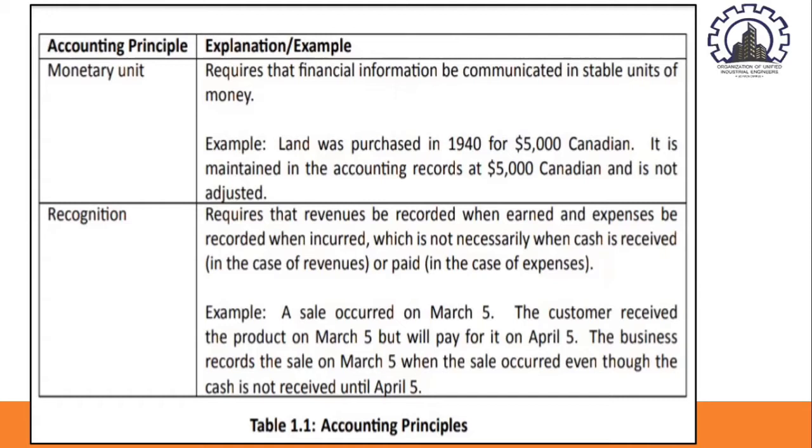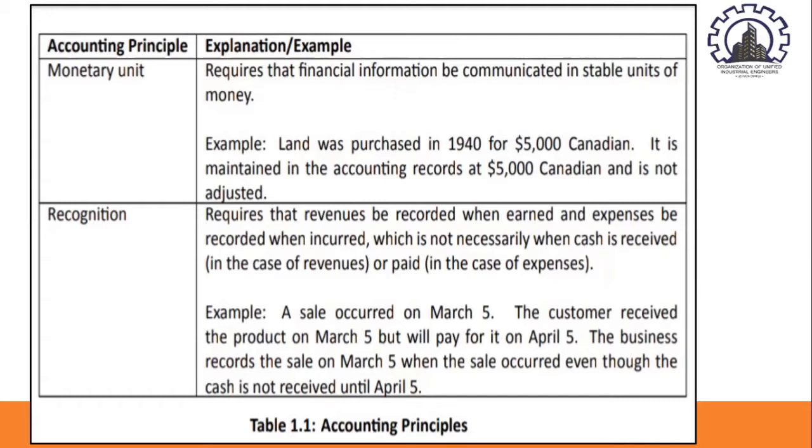The business records the sale on March 5 when the sale occurred, even though the cash is not received until April 5. Okay, so meaning to say, since the sale was made on March 5, you recognized that one as March 5. So you made your recording on March 5, even though the payment will be made after a month. Okay, so that's the recognition principle.